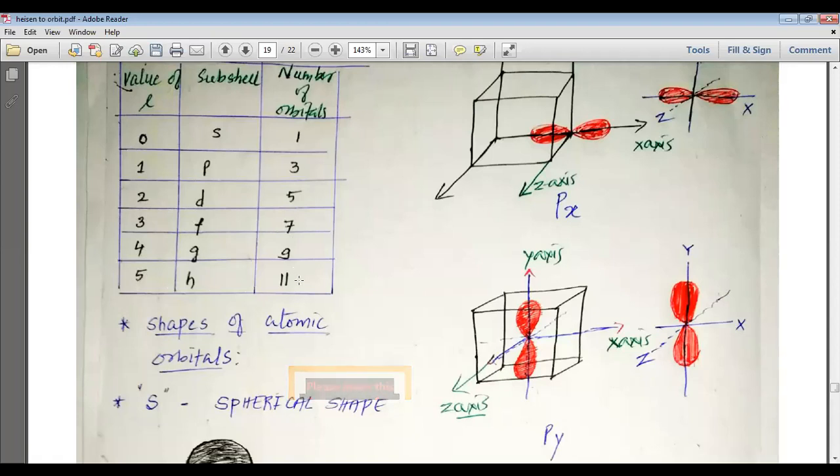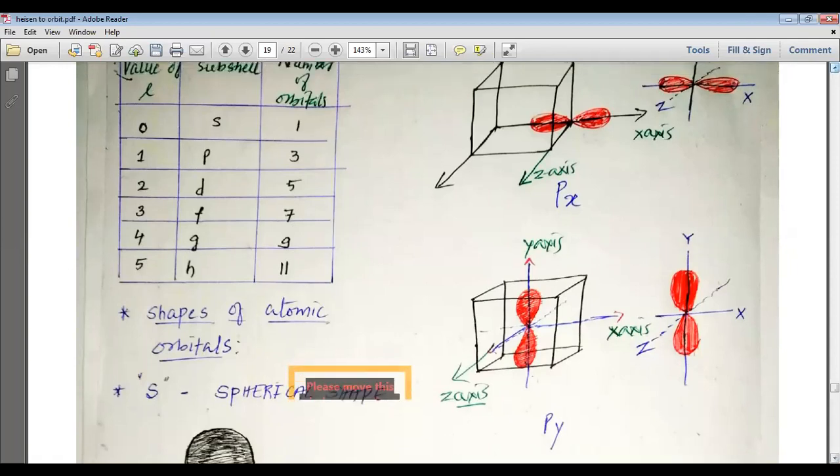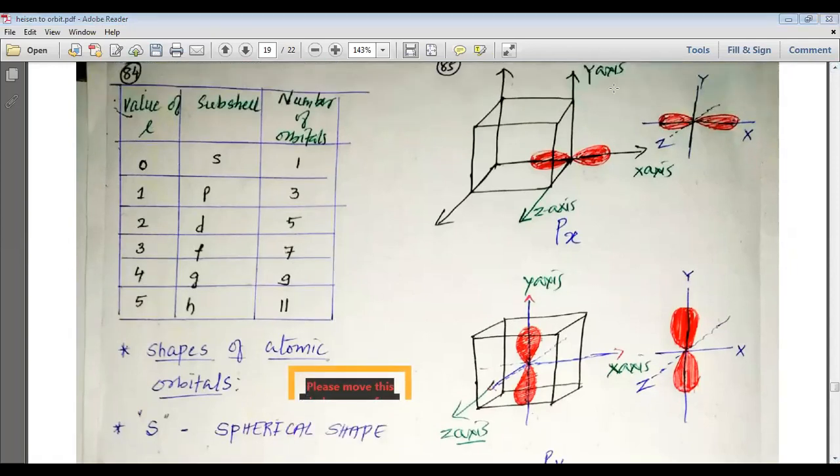Please, my dear students, I have not written it here, but please keep it in your mind that you can find out the number of orbitals by using the formula 2l plus 1. Remember, you can find out the number of orbitals by using the formula 2l plus 1. So, you know, 2 into 0.